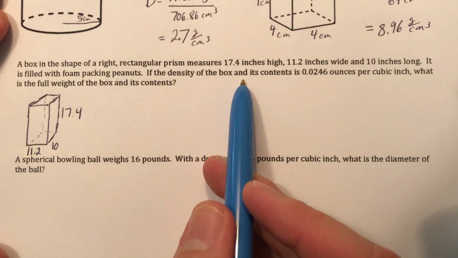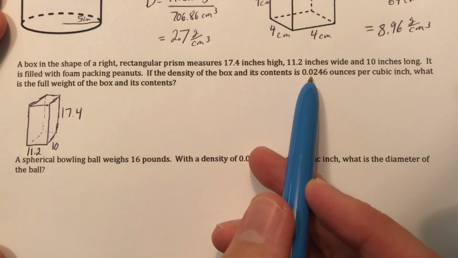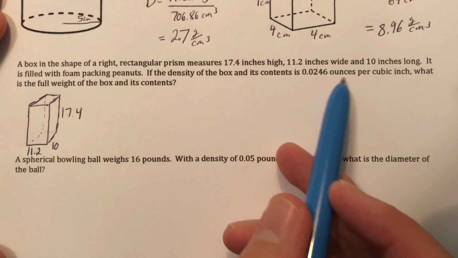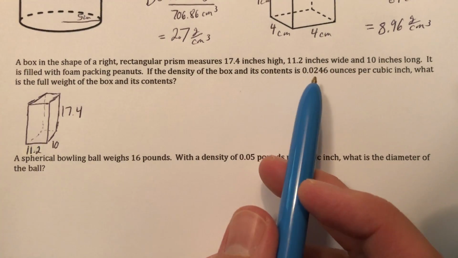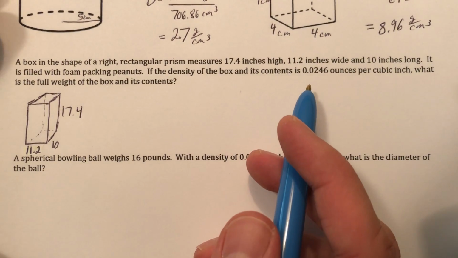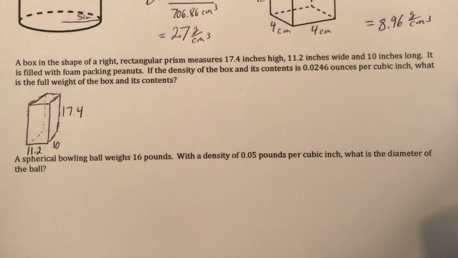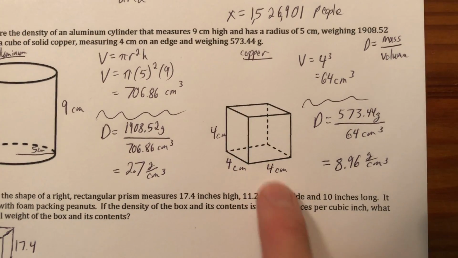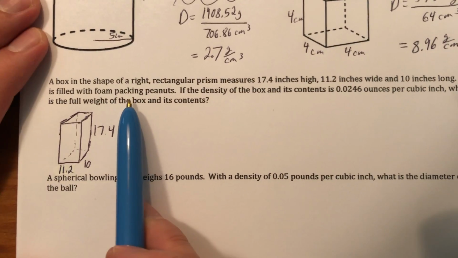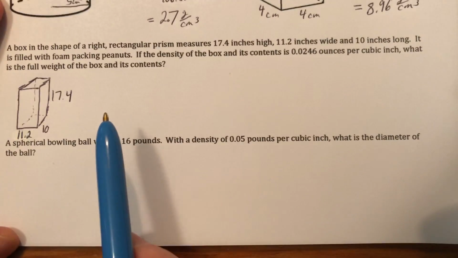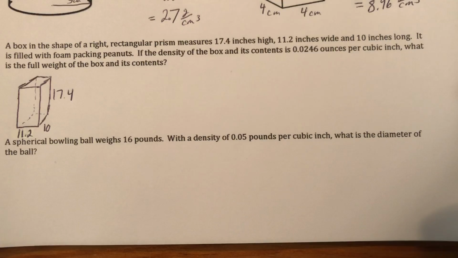If the density of the box and its contents is 0.0246 ounces per cubic inch, that's really not much. That's a small number. Because, you know, you've picked up empty boxes before that you thought were empty, and then you open them up and there's all this foam in there, right? Because there's so much empty space in it. And again, let's compare. With copper, you've got this metal packed in there. You're dealing with foam packing peanuts. There's a lot of empty space, a lot of open air. So let's just keep reading.